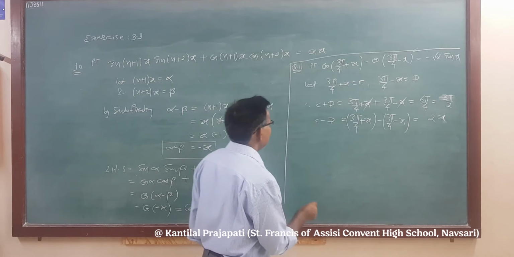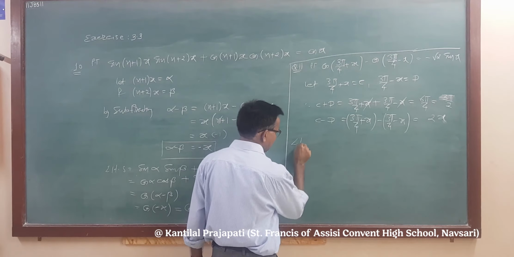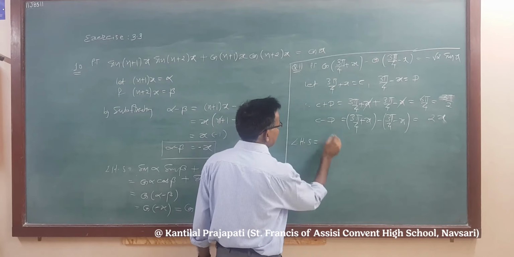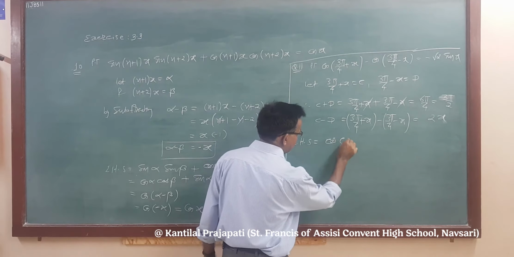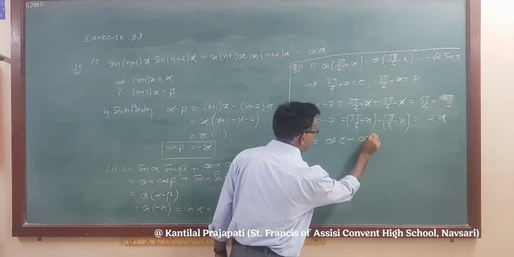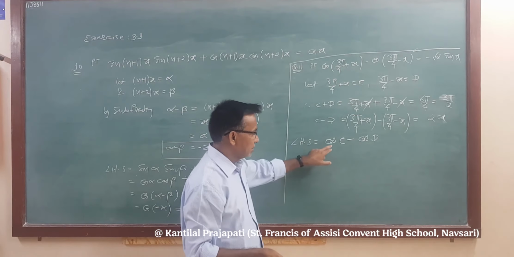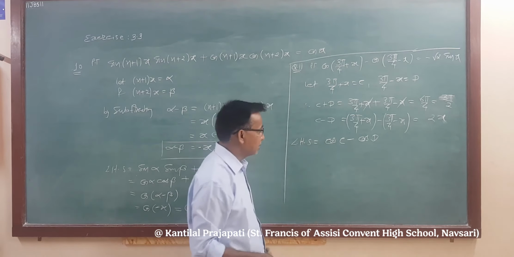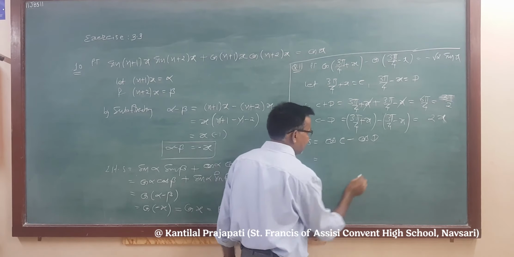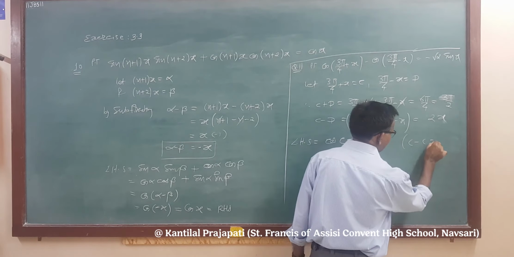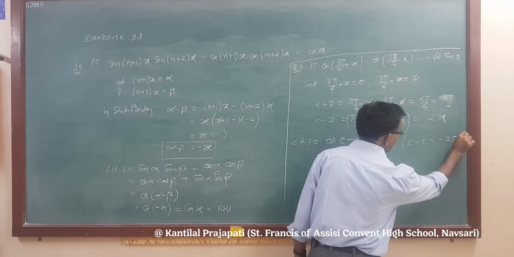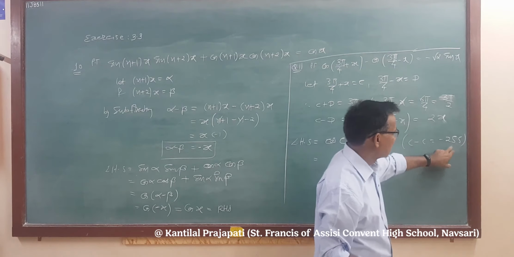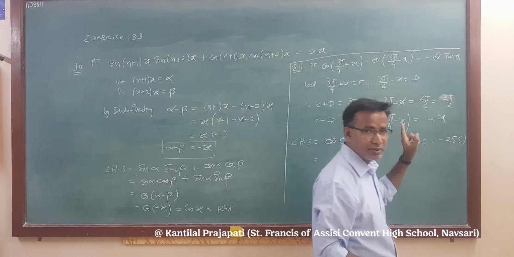Now we write LHS in terms of c and d. So what is LHS? It is only cos c minus cos d. We have already written a difference as a product. Cos c minus cos d, difference as a product. We have written this: cos c minus cos d is equal to minus 2 sin, where the sum of angles and the subtraction of angles are divided by 2.